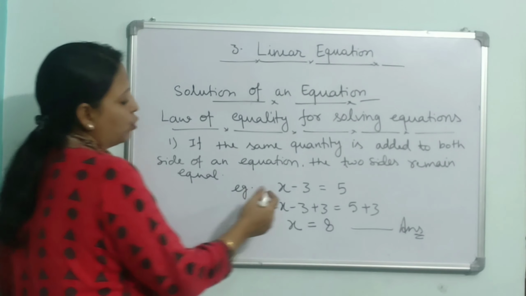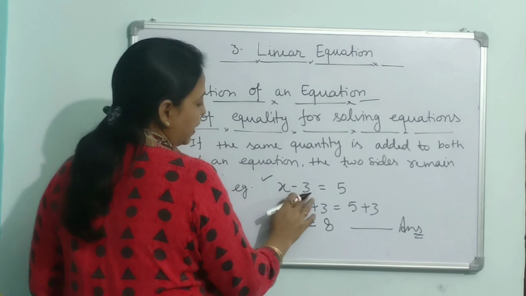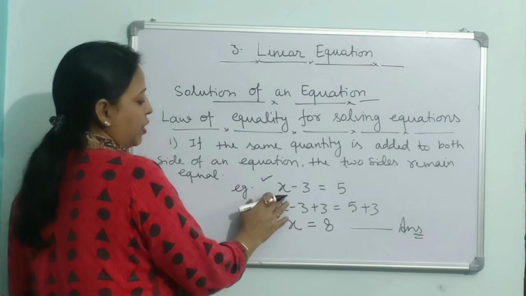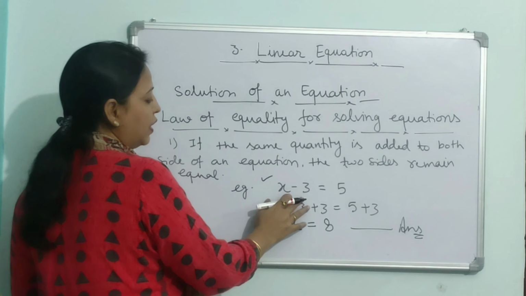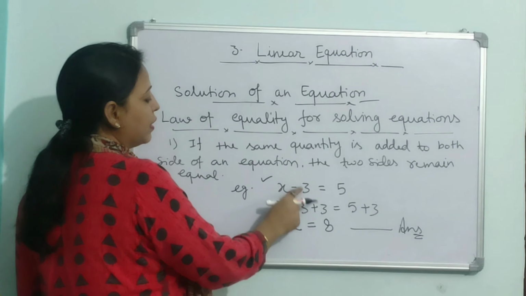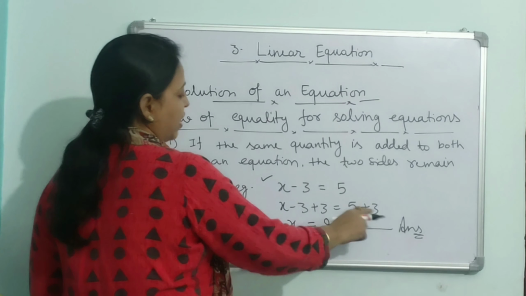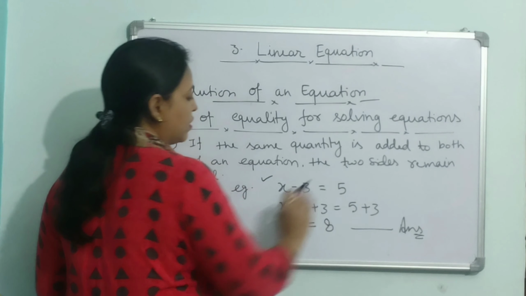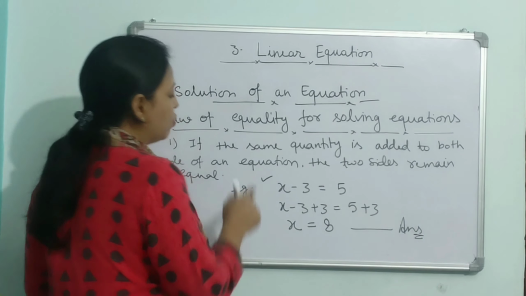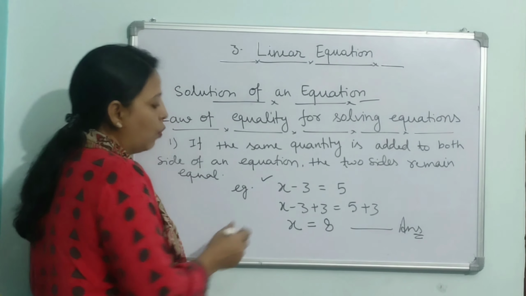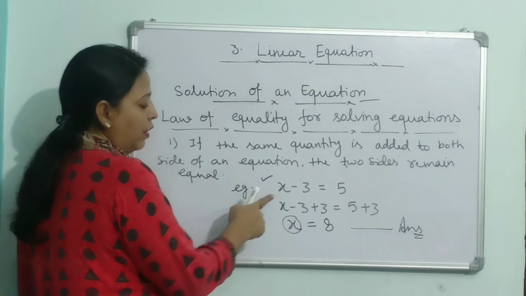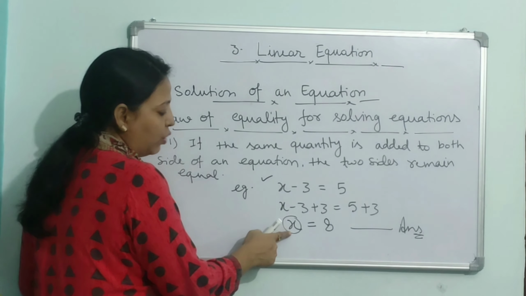So here suppose one linear equation is x minus 3 is equal to 5. What is the meaning of this statement? If you add the same quantity on both sides, it will not change this linear equation, and then you will find the solution also. Finding the solution of a linear equation means finding the value of x.